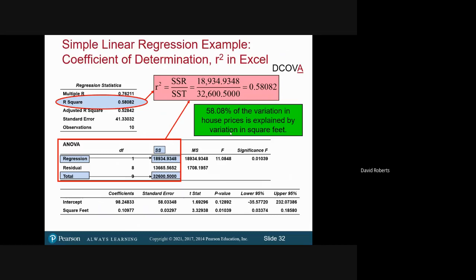And obviously, because it's over 50%, it's the most important factor. If anybody, yourself or parents or somebody you know has looked at buying a house, you know that the larger the square footage, the more you're going to have to pay for it. But again, it's not the only factor.